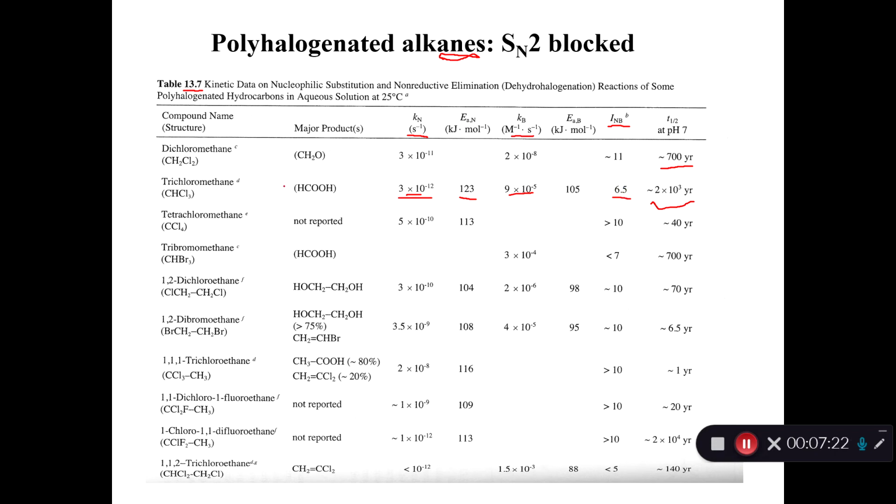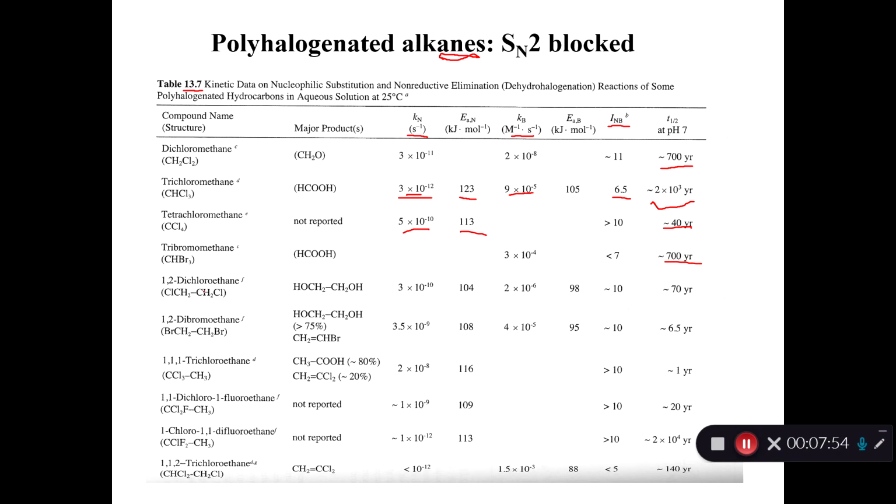So in other words, this is reacting both with water as the nucleophile and with hydroxide as the nucleophile. And at a pH of 6.5, those two reactions are equally fast. Here's tetrachloromethane, really not reacting at all. I don't know why they even give you a rate constant here. But, 40 years, it's really not going anywhere because it's just way too sterically hindered to be attacked by a nucleophile. Tribromomethane, kind of a similar deal, 700 years, it's not going anywhere.